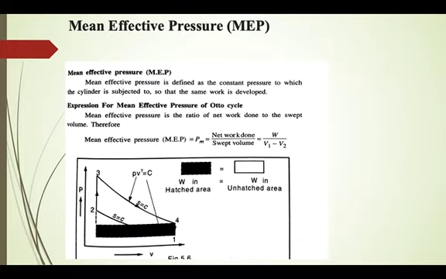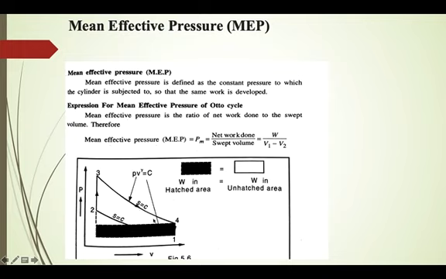Okay, next is a term known as mean effective pressure. Mean effective pressure is defined as that constant pressure to which the cylinder is subjected, so that the same work is developed as that of varying pressure. So mean effective pressure MEP is the ratio of net work done by swept volume. Swept volume is V1 minus V2, because V1 is total volume and V2 is clearance volume.